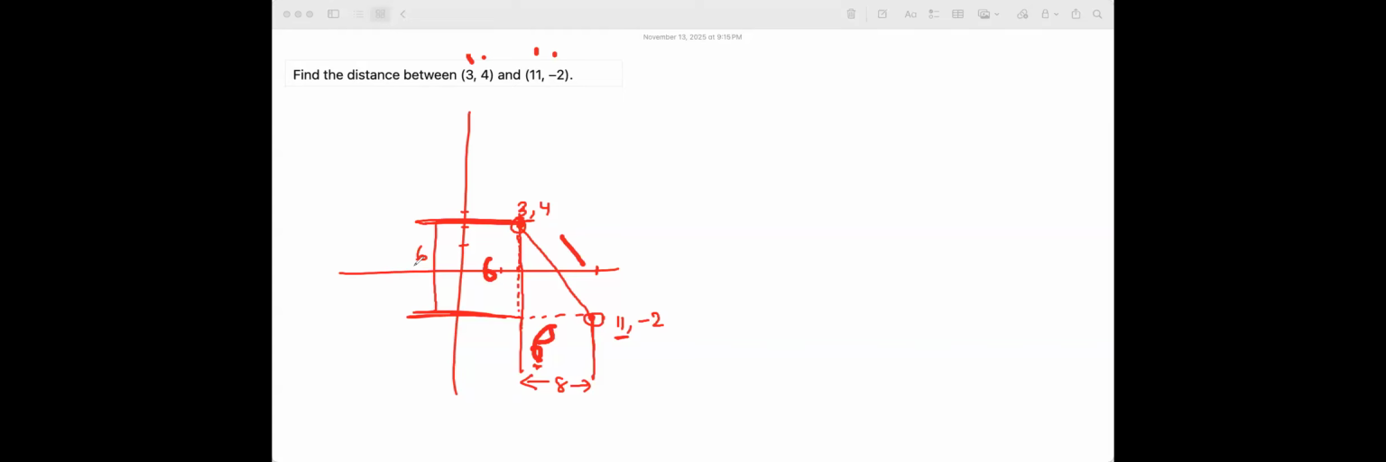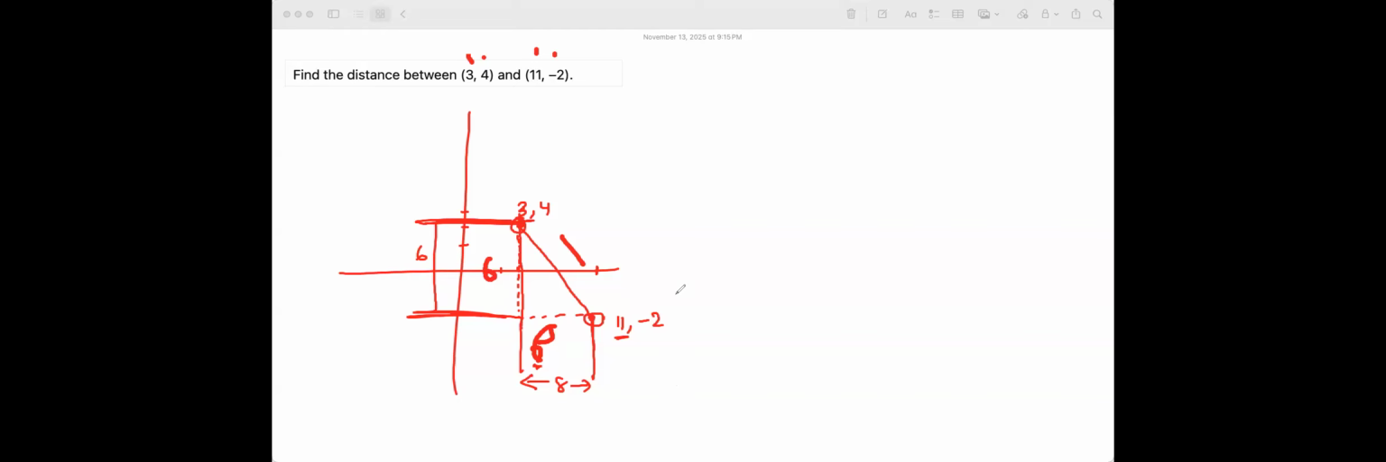Make sense? Yeah. Good job. How did you get the 8 again? Subtracting 11 and 3. Doug, do you want to say how you got 8? 11 minus 3.